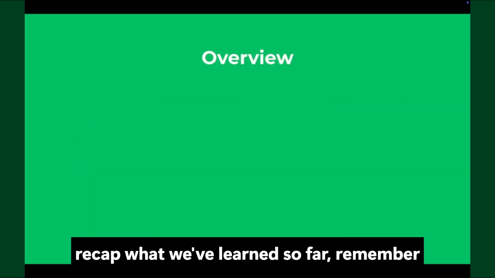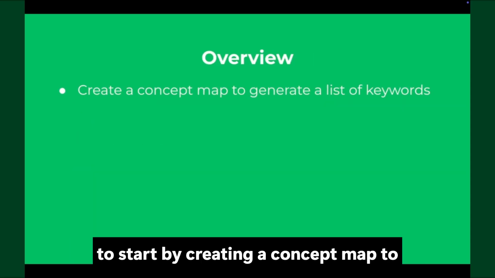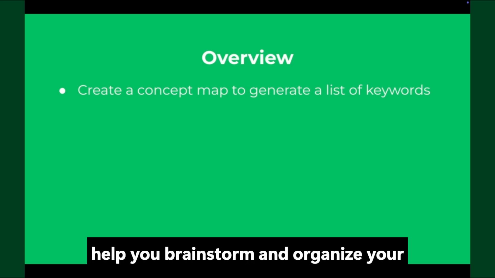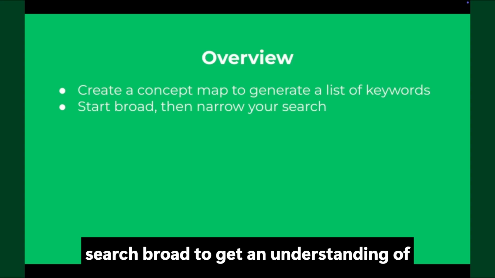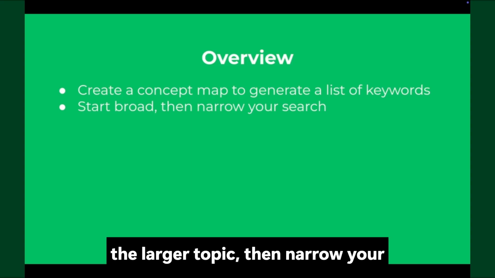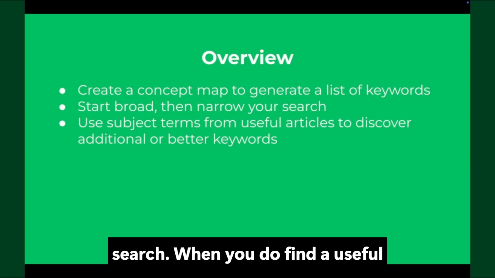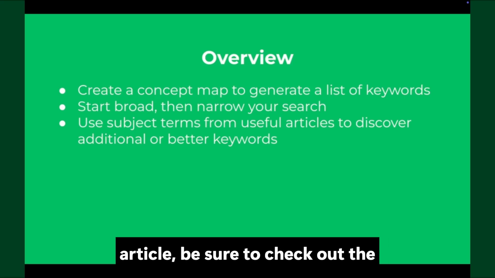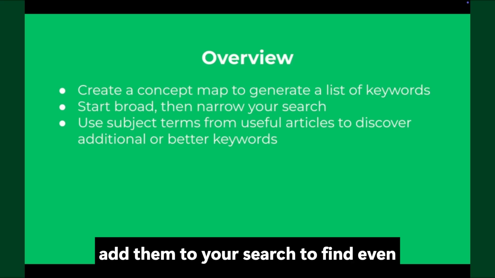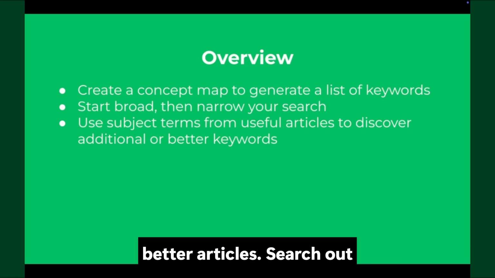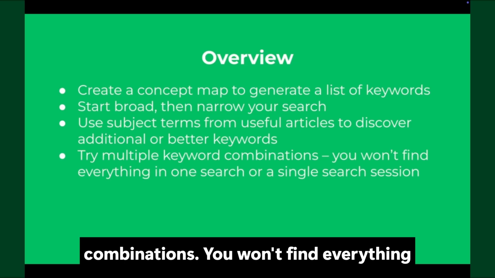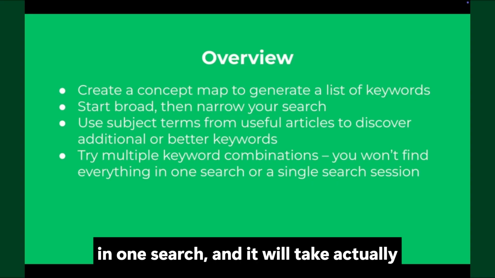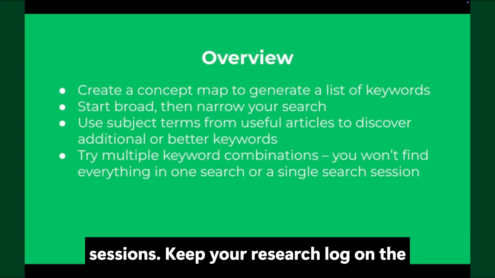To recap what we've learned so far, remember to start by creating a concept map to help you brainstorm and organize your keywords and ideas. Begin your search broad to get an understanding of the larger topic, then narrow your search. When you do find a useful article, be sure to check out the supplied keywords in the database and add them to your search to find even better articles. Search out your keywords and try different combinations. You won't find everything in one search, and it will actually take multiple rounds and even multiple search sessions.